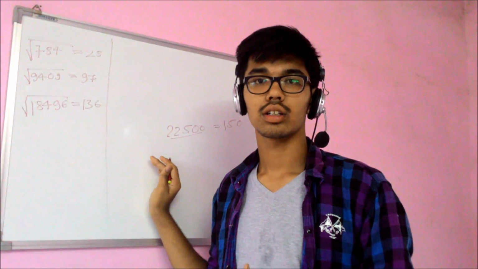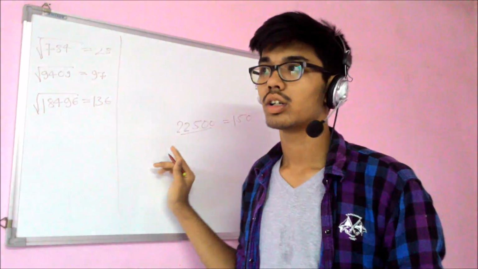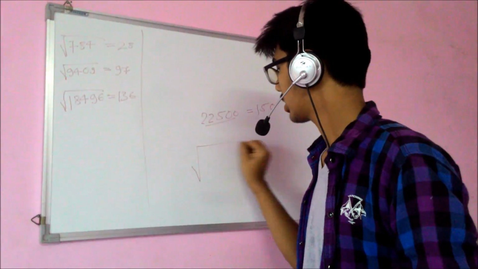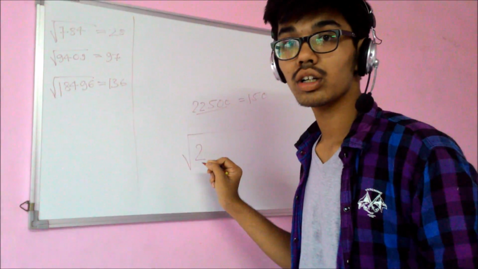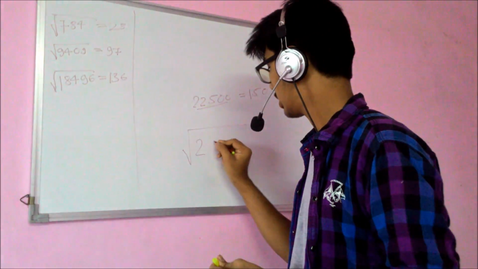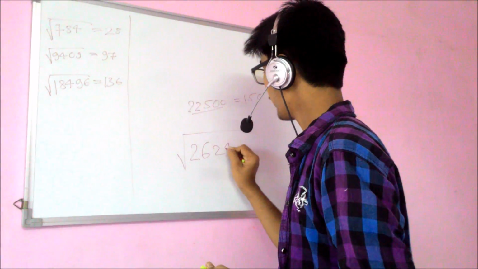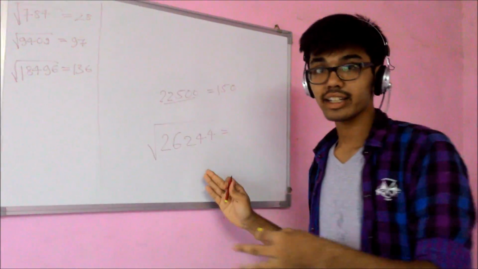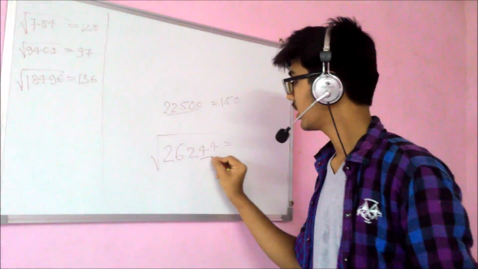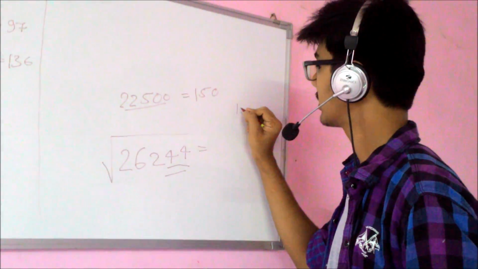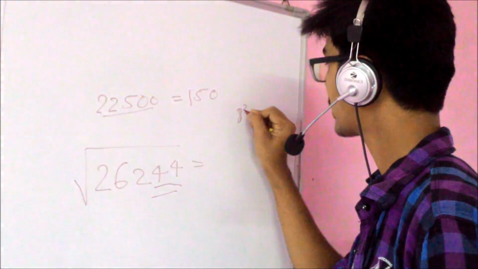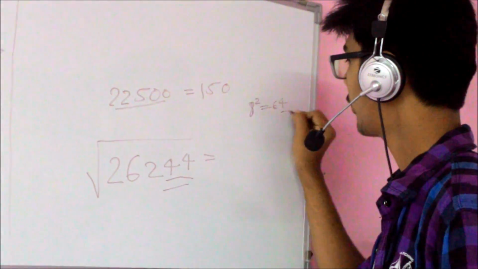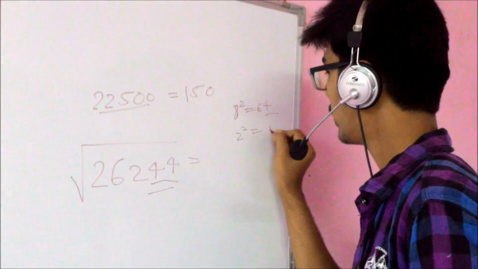Take 26,244. The technique I mentioned before. The last two digits are 44. That is 8 square is equal to 64, and 2 square is equal to 4.